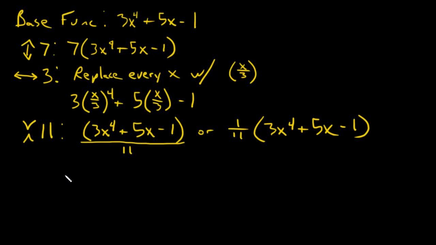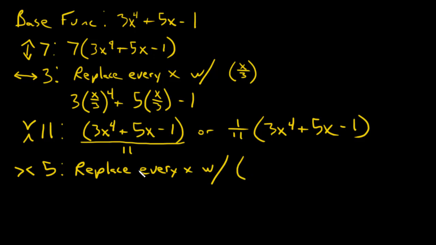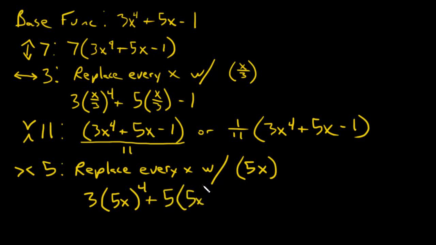Just like that. But now let's say I want to shrink it horizontally by, I don't know, 5. Okay? So it is a horizontal transformation, so I'm going to replace every x with what? Exactly. Since it's a horizontal, it's the opposite of what I would think. So if I want to shrink it, I multiply by that factor. So I replace every x with 5x. So this becomes 3 times 5x to the fourth plus 5 times 5x minus 1.